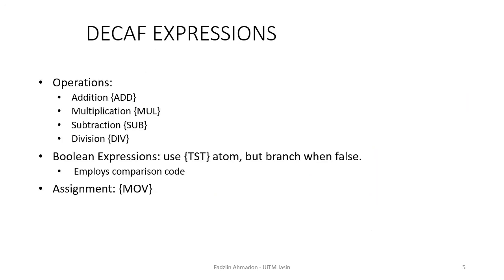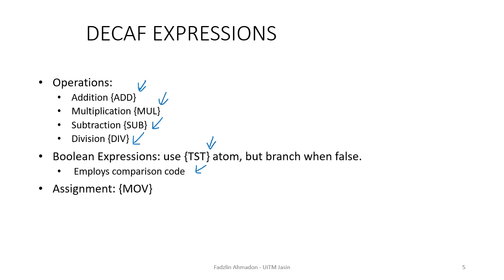Next, we're going to look at an attributed translation grammar that can do many operations. So the arithmetic operations are addition with add atom, multiplication with MUL atom, subtraction, and this is the atom, and division. This is the atom. It can also handle Boolean expression. It uses test atom, but it will branch when false. And it also employs comparison code. We will take a look at comparison code table later.